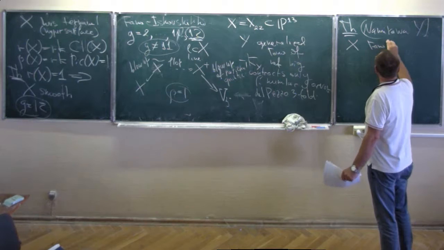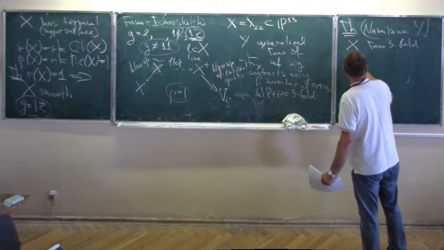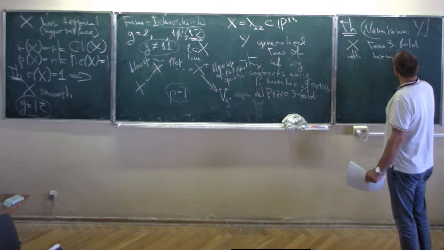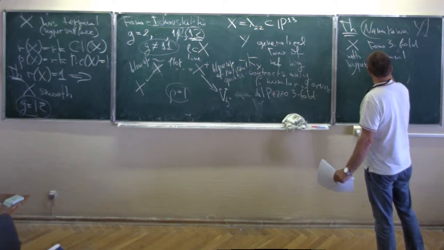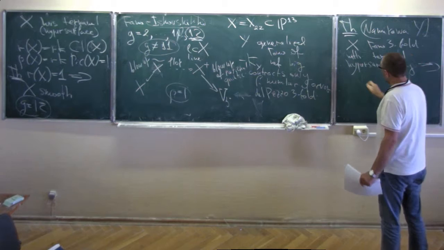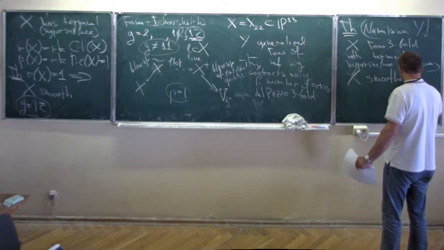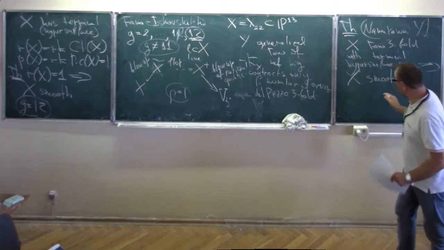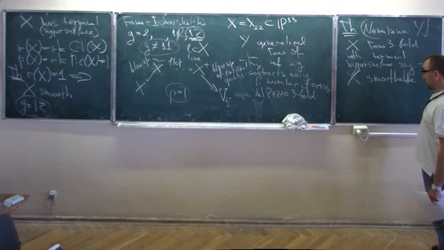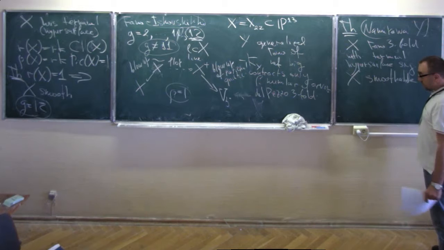with terminal hypersurface singularities, then X is smoothable. So there is a family such that a general member is a smooth Fano. It has the same Picard number, the same invariants, but the special one is singular.